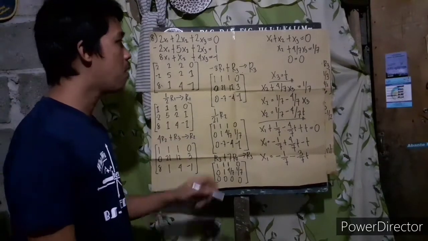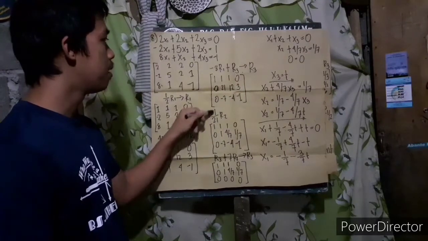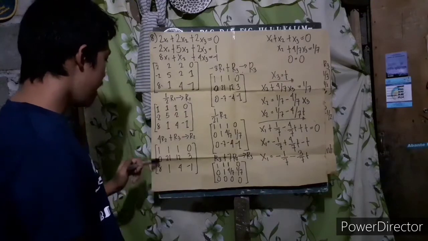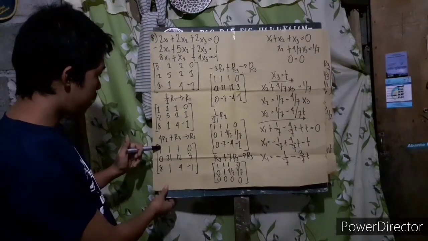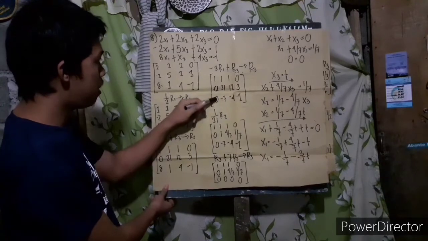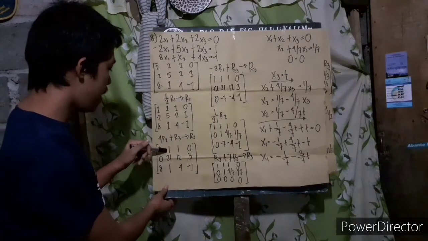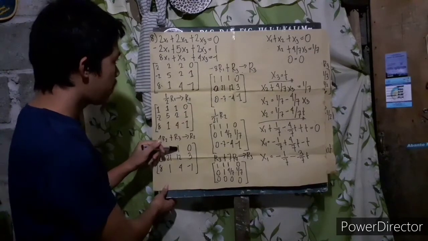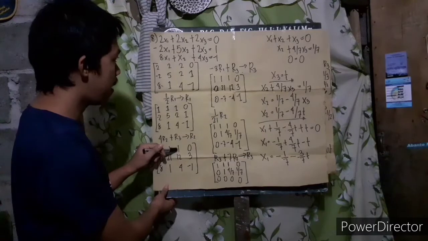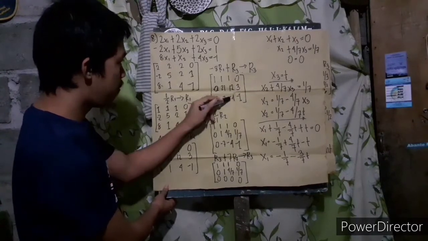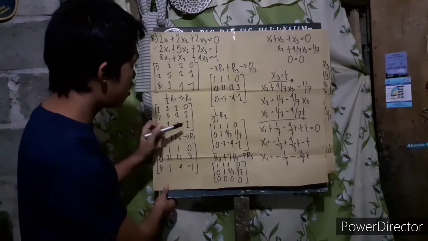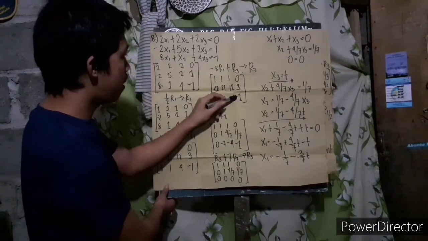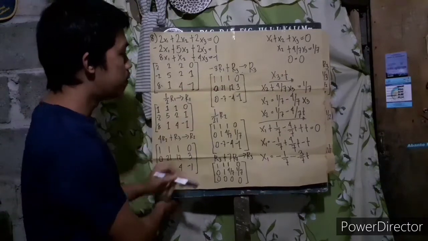Next, we need to make our row 3 become 0 here. So we need to multiply our row 1 by negative 8, then add to row 3. So negative 8 times 1, which is negative 8, plus 8 equals 0. Negative 8 times 1, which is negative 8, plus 1, which is negative 7. Negative 8 times 1, which is negative 8, plus 4, which is negative 4. Negative 8 times 0 equals 0, plus negative 1, so negative 1. So copy again the other row.